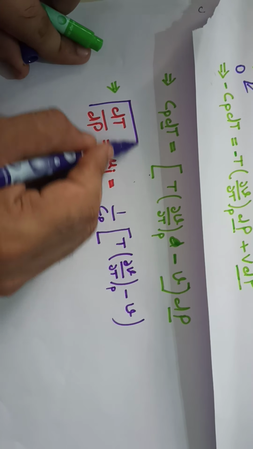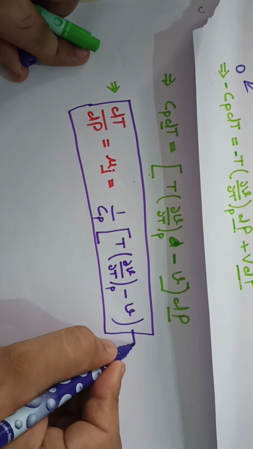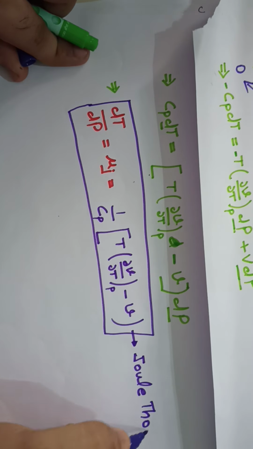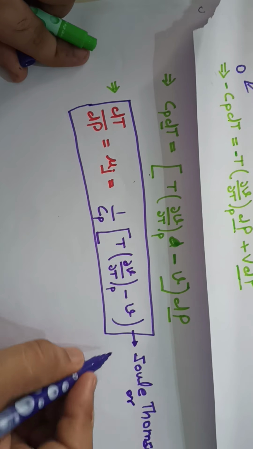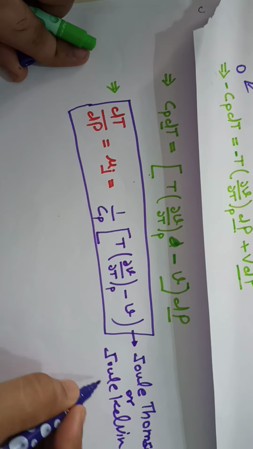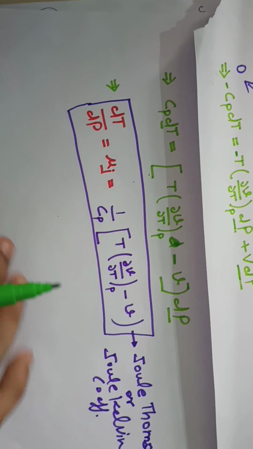So this is the mathematical expression to find the Joule Thomson coefficient, or we can also say the Joule Kelvin coefficient. Now let's jump to the significance of the curves we found.